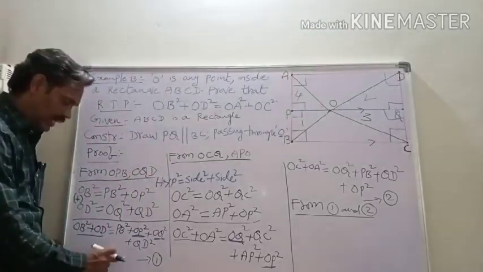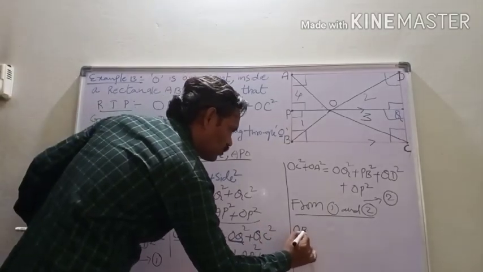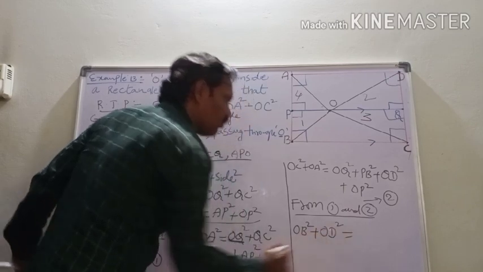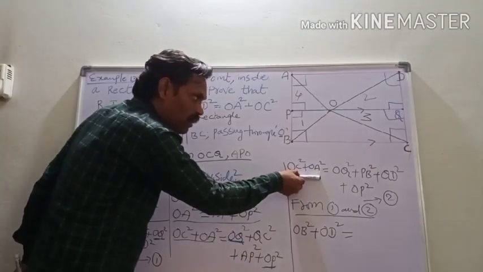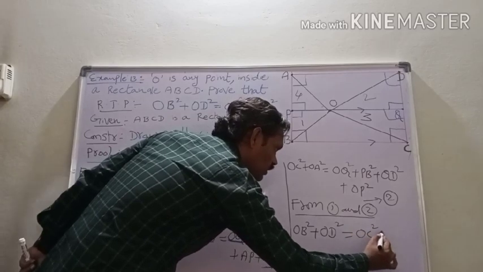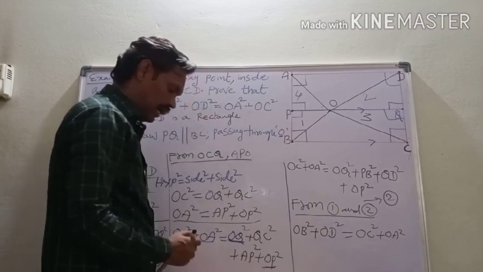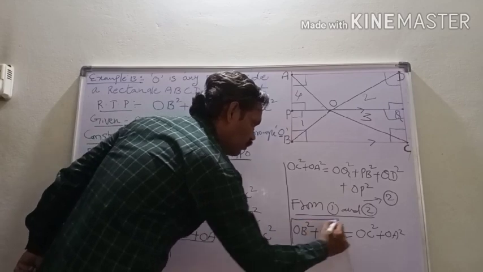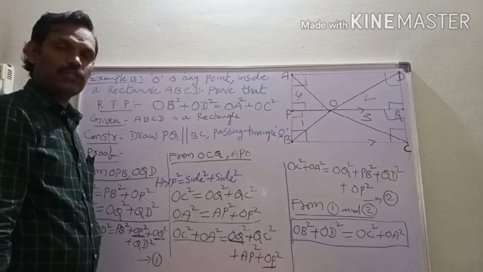Therefore, the LHS of equation 1 is, what is that? OB square plus OD square is equal to, what is the LHS of equation 2? This one, OC square plus OA square. So, if you go through the RTP, you have OB square plus OD square is equal to OC square plus OA square. Okay.